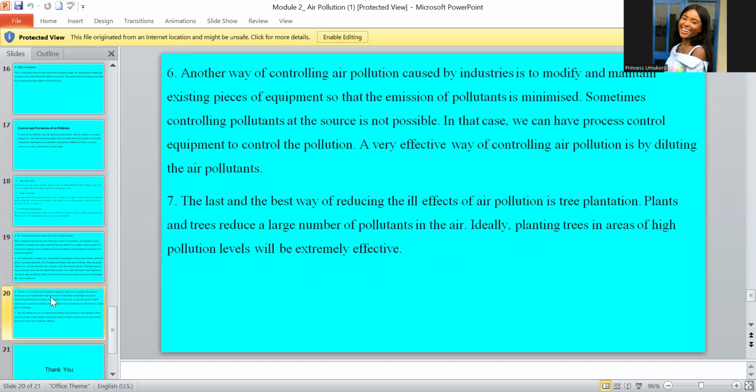Another way of controlling air pollution caused by industries is to modify and maintain existing pieces of equipment so that the emission of pollutants is minimized. And finally, we should plant trees and reduce a large number of pollutants in the air.